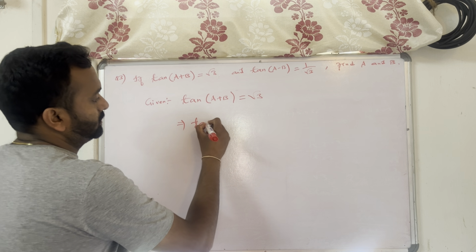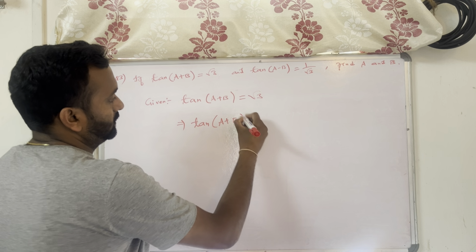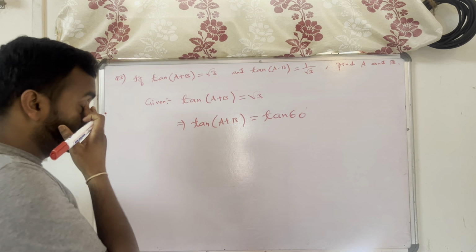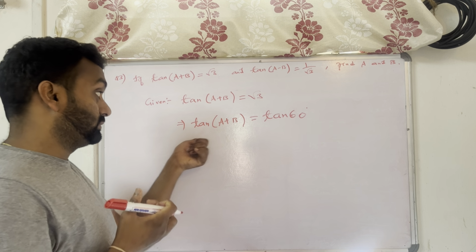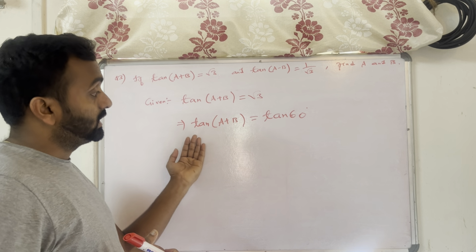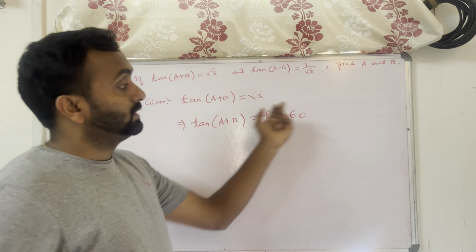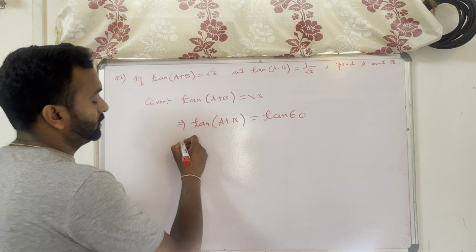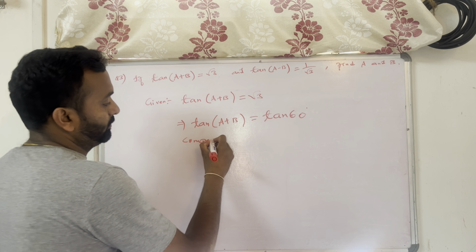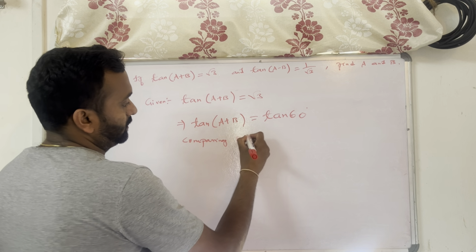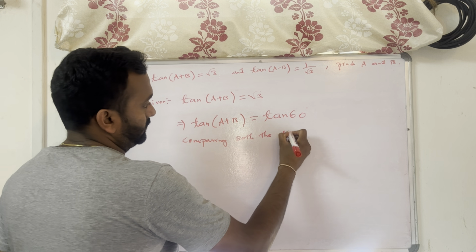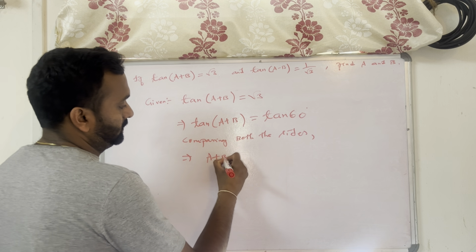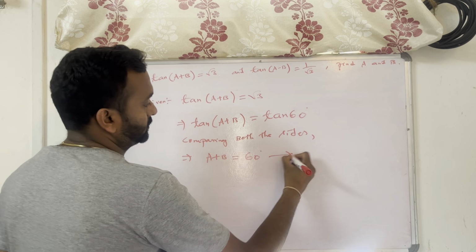So tan(a plus b) on the left side, and on the right side we have tan of 60 degree. So both the sides can be compared, yes or no? So now we will be comparing both the sides. How much do we get? We will be getting a plus b as 60 degree. This is equation number 1.